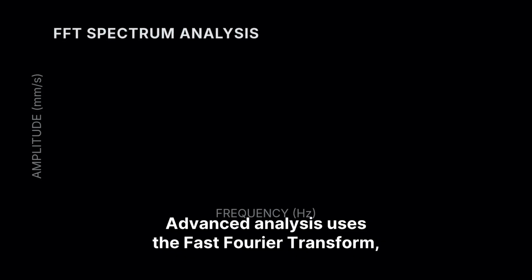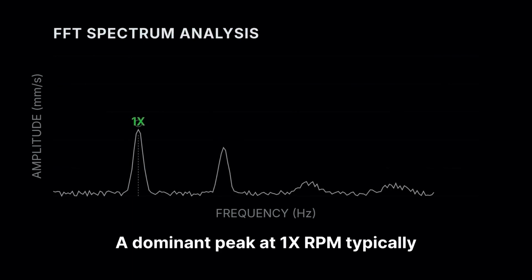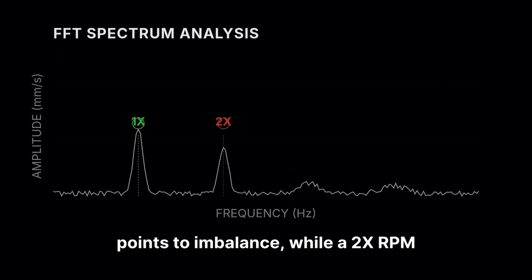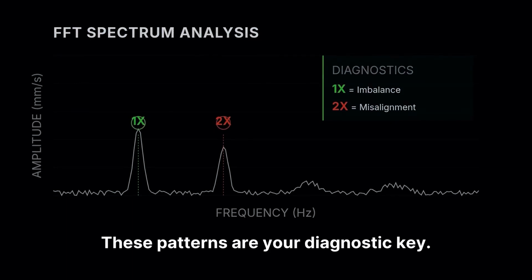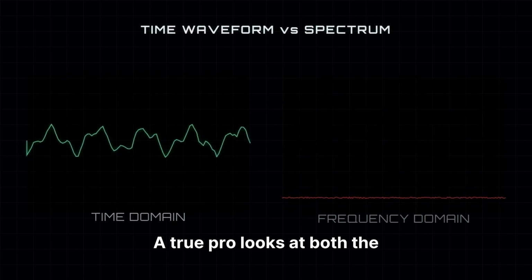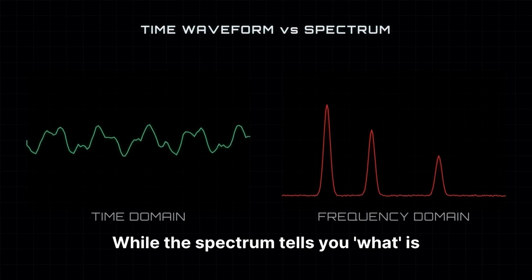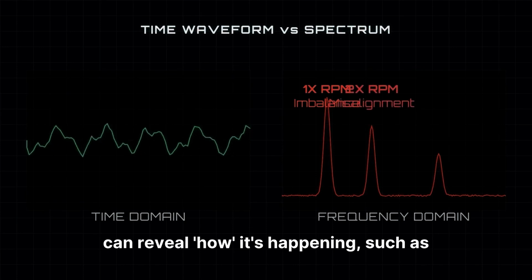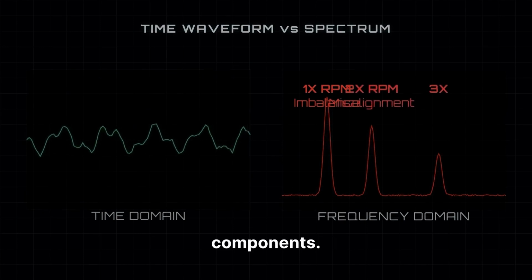Advanced analysis uses the fast Fourier transform, or FFT. A dominant peak at 1x RPM typically points to imbalance, while a 2x RPM peak suggests misalignment. These patterns are your diagnostic key. A true pro looks at both the time waveform and the spectrum. While the spectrum tells you what is wrong through frequency peaks, the time waveform can reveal how it's happening, such as impacts from broken gear teeth or loose components.